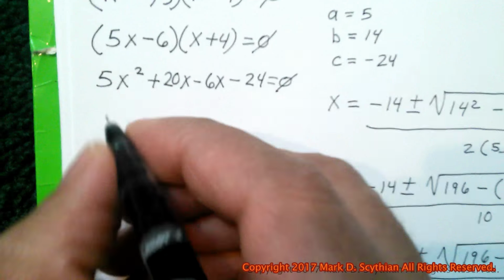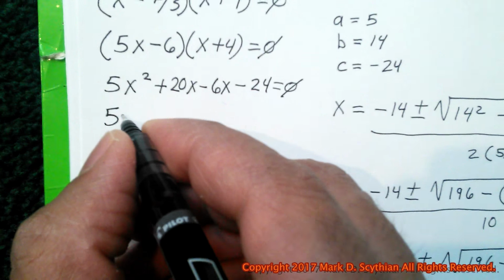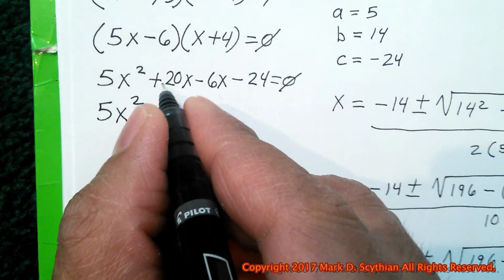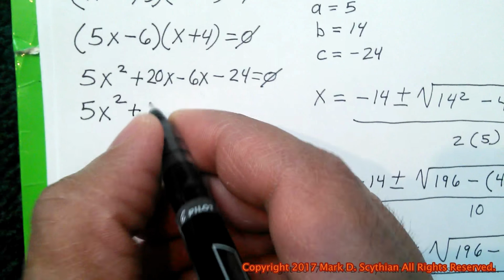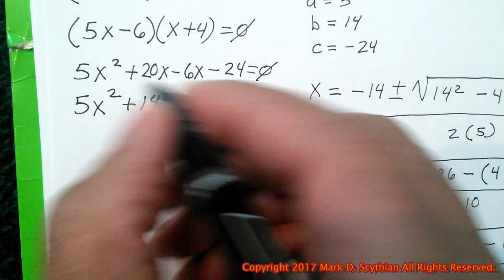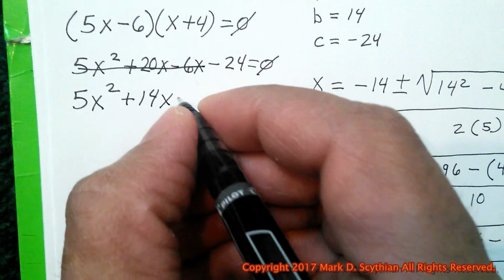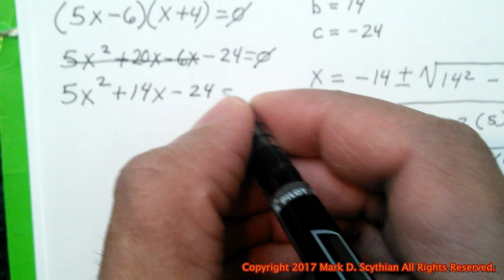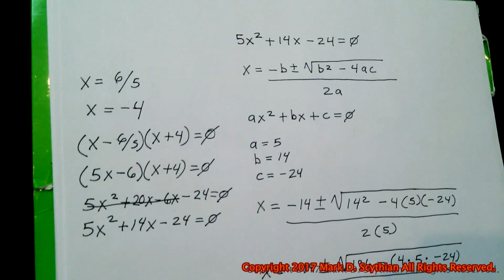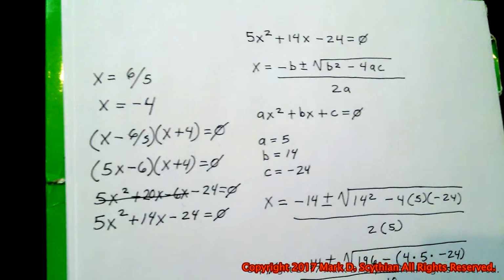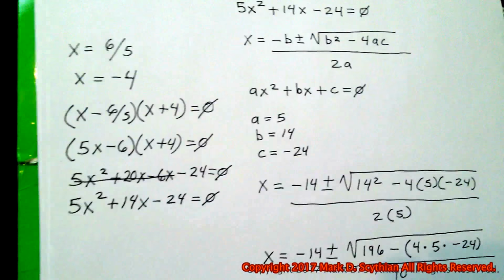So when we simplify it, we have 5x squared, then 20x minus 6x, so we're left with positive 14x. And then all we have left is negative 24 equal to 0. So we verify that 5x squared plus 14x minus 24 equals 0. So there you go, very quickly.